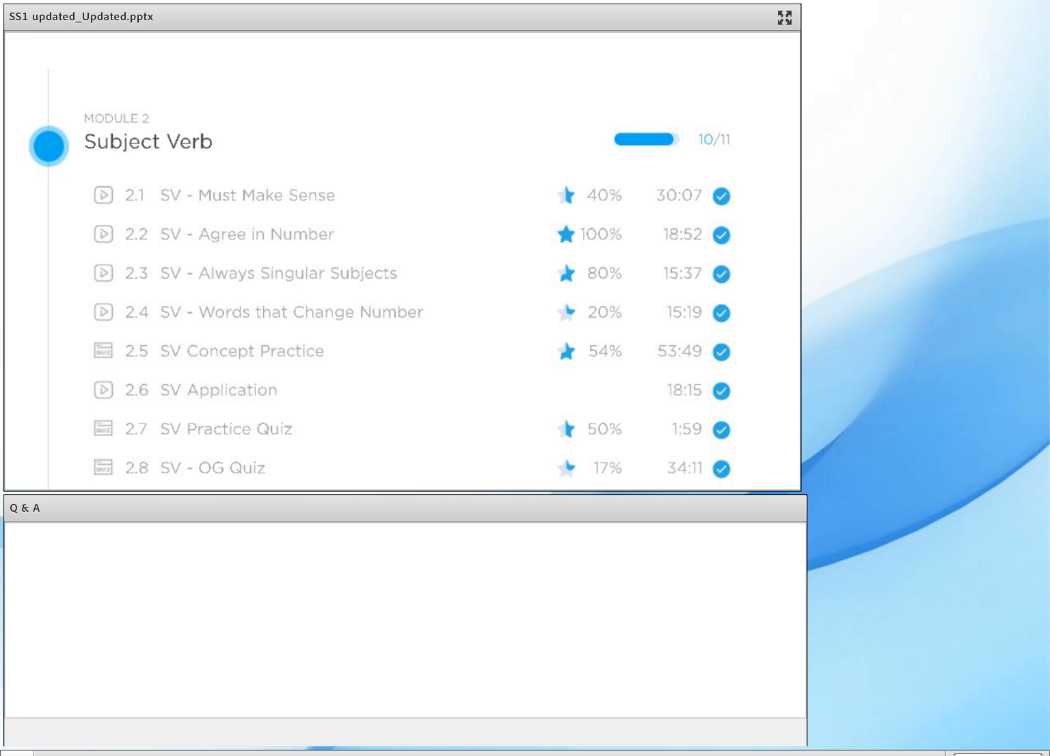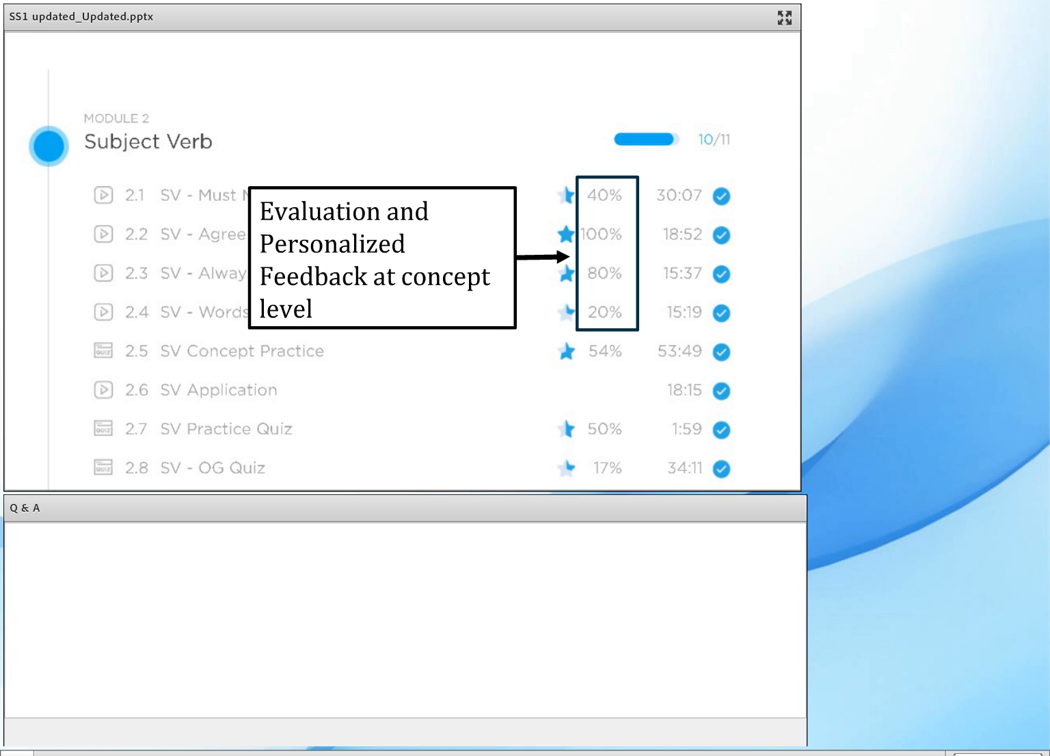Here's a screenshot of our subject verb module. What you see here is a bunch of video lessons, and with each video lesson, we have an embedded evaluation engine. So when you spend 30 minutes studying subject verb must exist, we evaluate you on subject verb must exist right then and there. When you look at subject verb always singular, we evaluate you right then and there and give you feedback on this, which is very similar to what a private tutor would do.